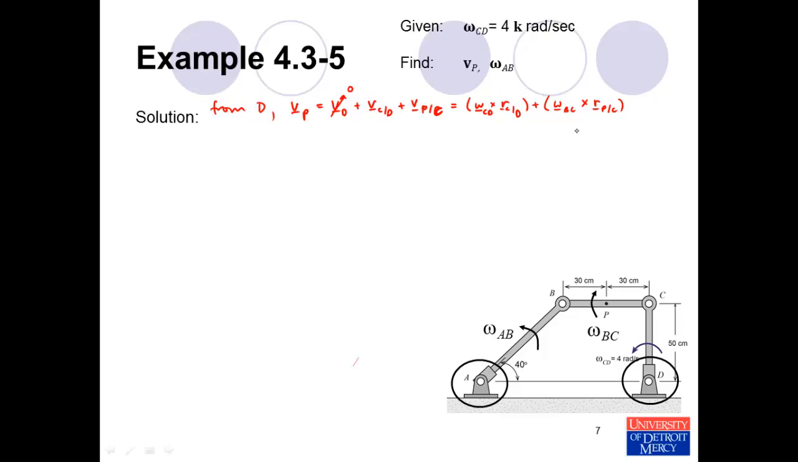We can plug in some values. We are given what omega CD is. It is 4 radians per second in the k direction. We cross that with the position of C relative to D. So we think of D as our origin. We draw the position vector towards C. So we can see that it is half a meter, and based on the coordinate frame we're assuming, it's in the positive j direction.